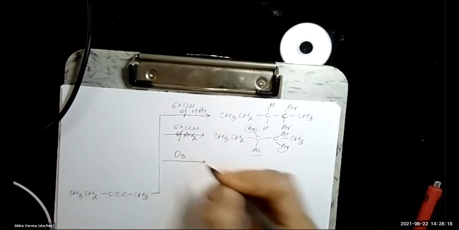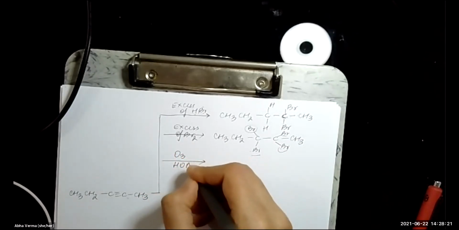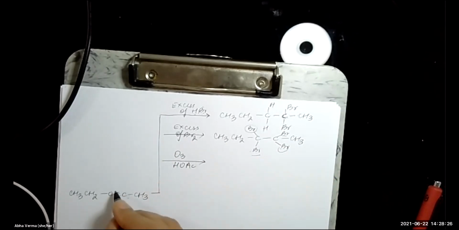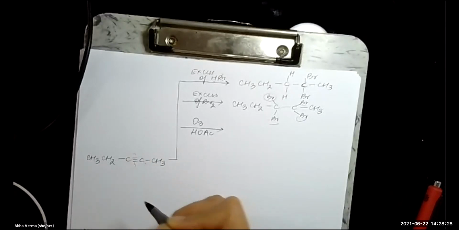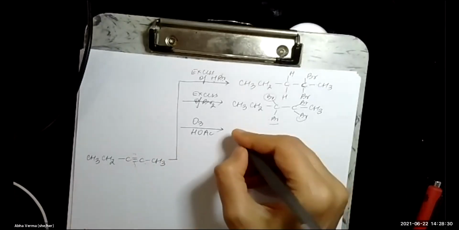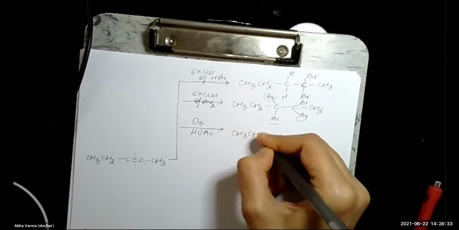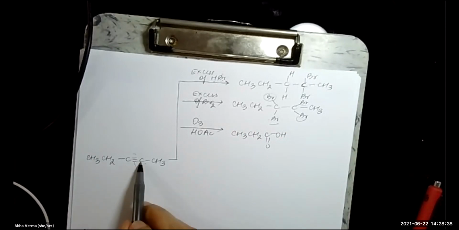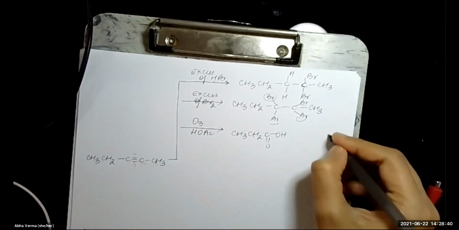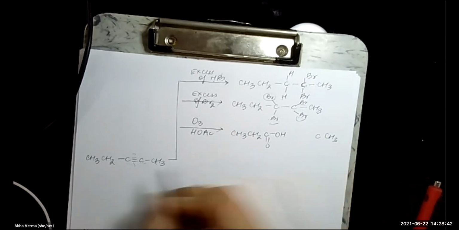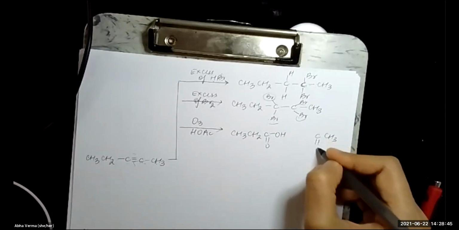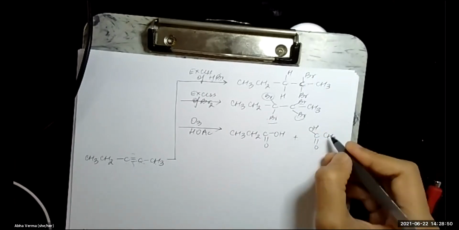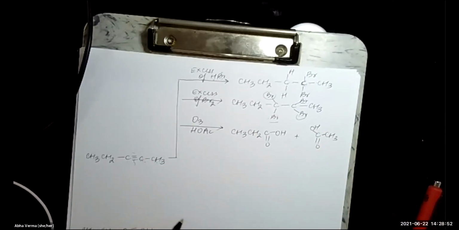What about ozonolysis? Ozonolysis of this reagent, you are going to get a break from here: CH3, CH2, C, and you just put a carboxylic acid here. Then you put CH3, C, and now you put a carboxylic acid here also. So these are your two products that you will get from this.